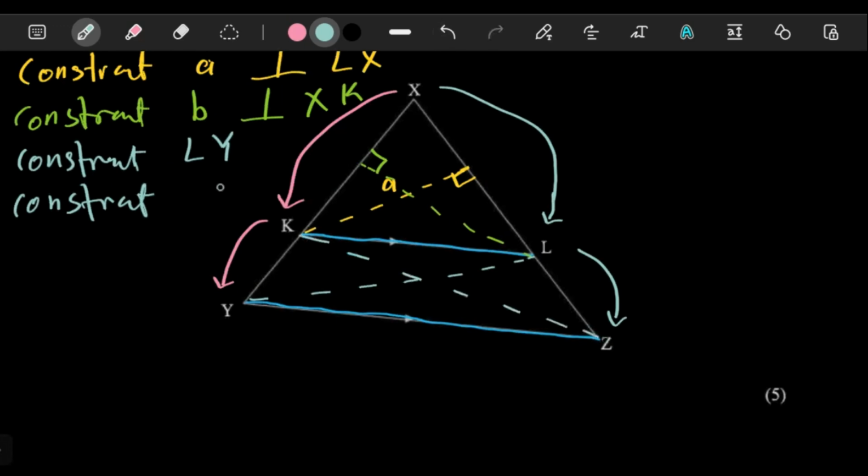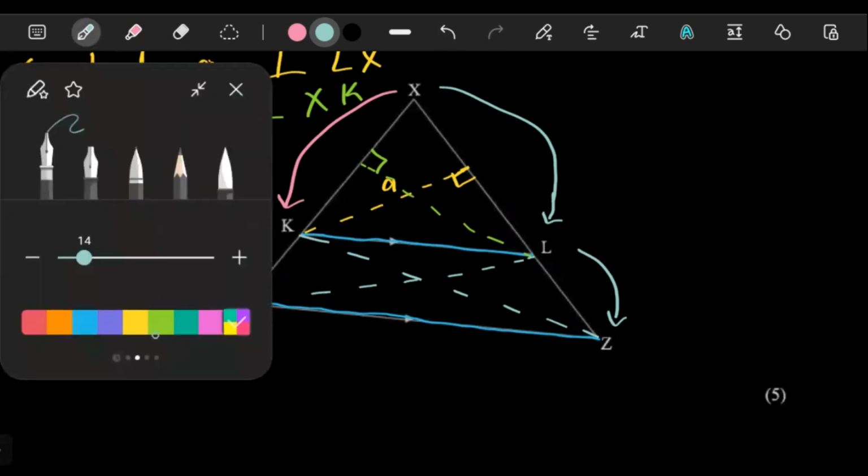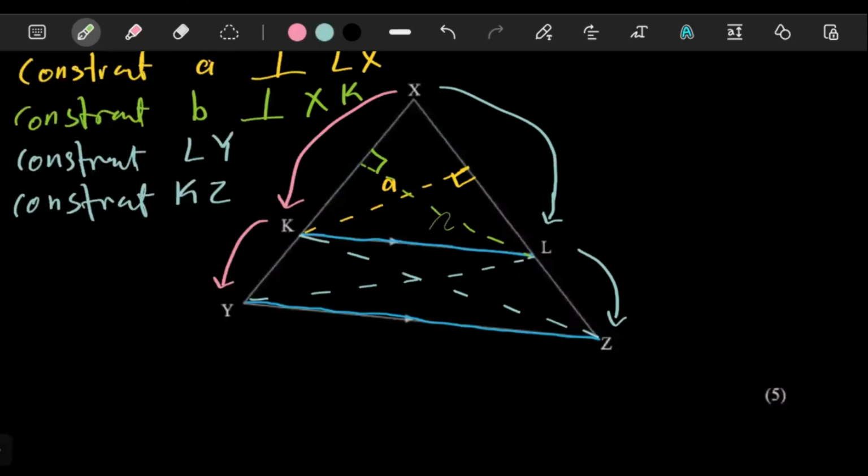So I also have to construct KZ. I feel like these constructions on their own are worth at least 2 marks, you know? So with all these constructions being made, you need to focus and you need to know why. The reason we've constructed the green line is because you want to work with the triangle at the top here.